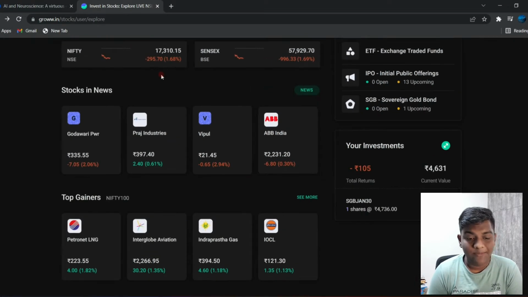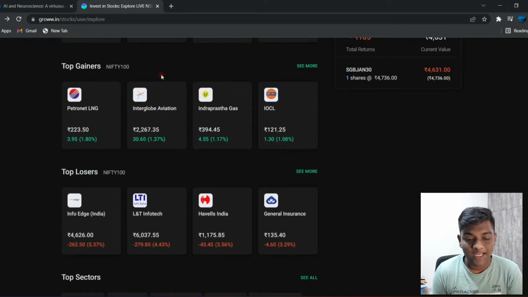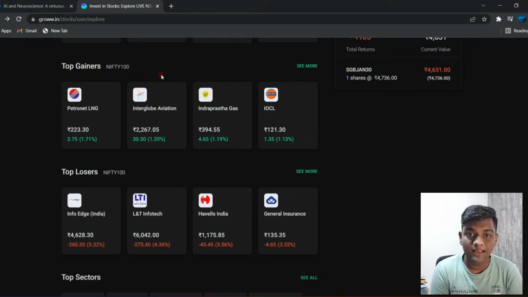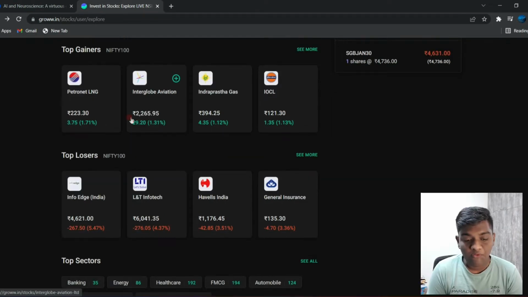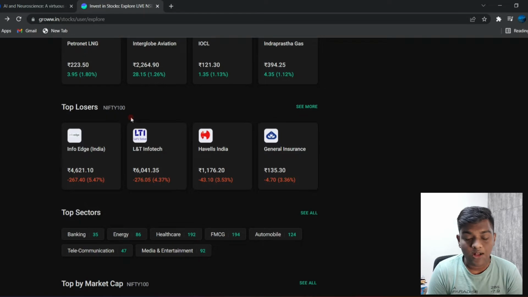And here comes top gainers. So these top gainers are just from the Nifty 100 index, but not all the stocks. You may wonder if any small cap or mid cap gets a rise of 20%, but it won't come in this column because it's only concerned about Nifty 100. So here you could see which stocks really performed well today, and it's followed by top losers. So top losers, you could see which stocks performed very badly.